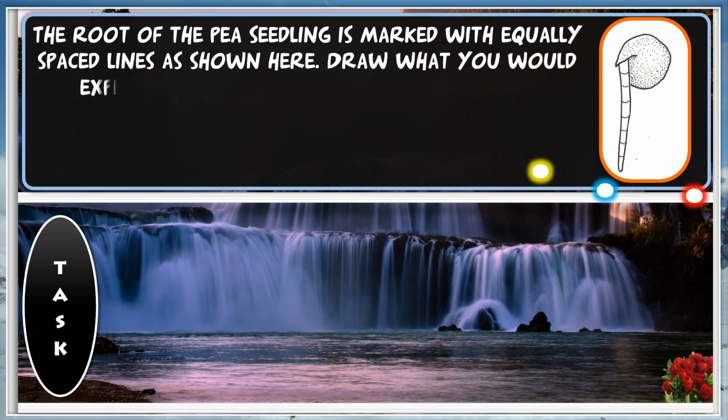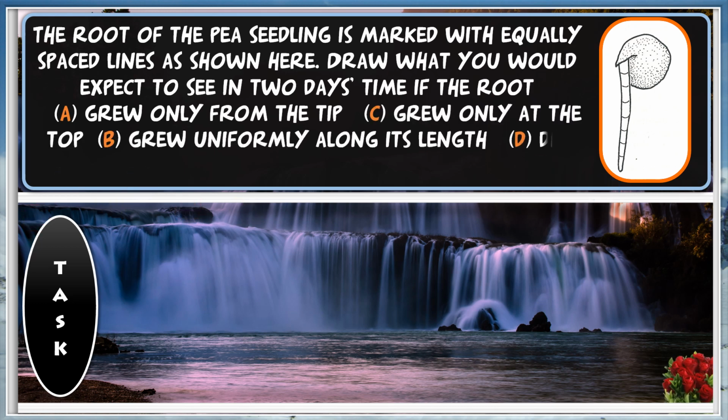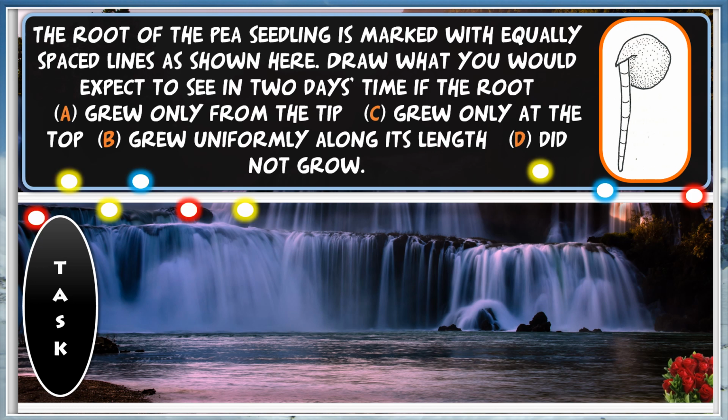The root of the pea seedling is marked with equally spaced lines as shown here. Draw what you'd expect to see in 2 days' time if the root, part A, grew only from the tip. Part B, grew uniformly along its length. Part C, grew only at the top. And part D, did not grow.